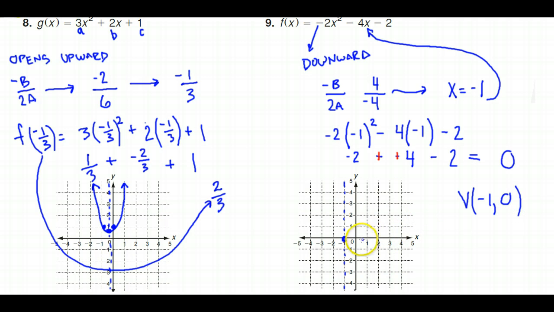It opens downward and it has a y-intercept up here of negative 2. So that means my y-intercept is there, and I can have another point on the other side of the axis here, and it opens downward. Now I can make a nice sketch opening downward. It's a parabola. It has a vertex, which is a maximum value, at the point negative 1, 0. And that's about it.